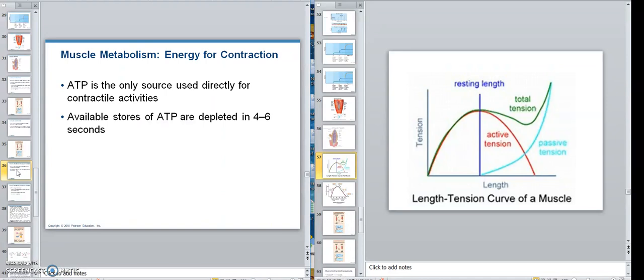Now we're going to what we call muscle metabolism. So I'm going to start another video for this one. This will be the last one on muscle 2. Okay? All right, thank you.